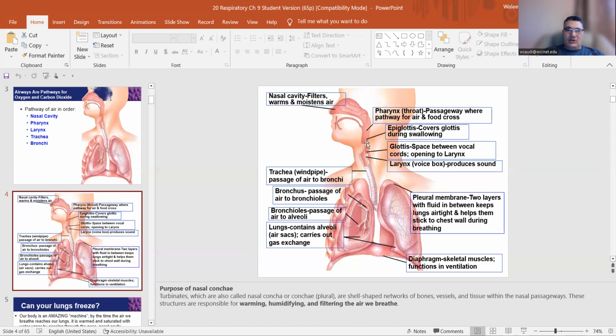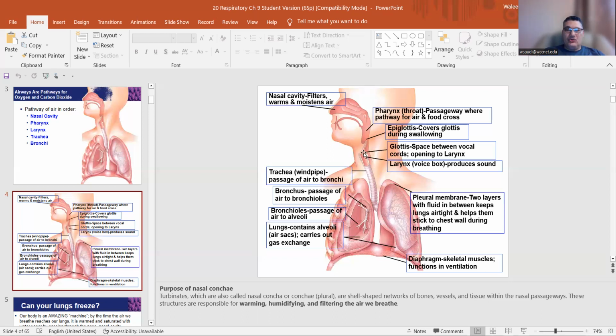Then you have two ways to go through. You can go in the back here to the laryngopharynx, but this is for the food and drink. But for the air, it will go to the front here, going to the larynx.